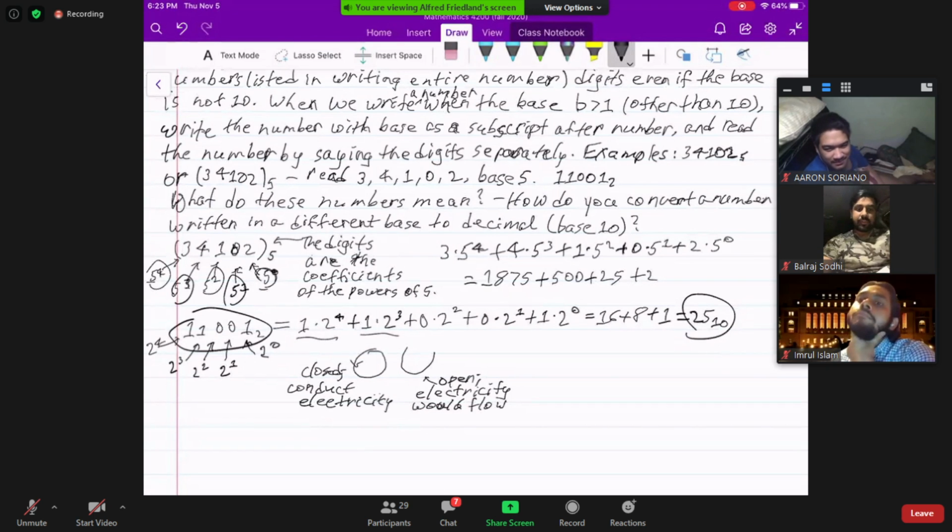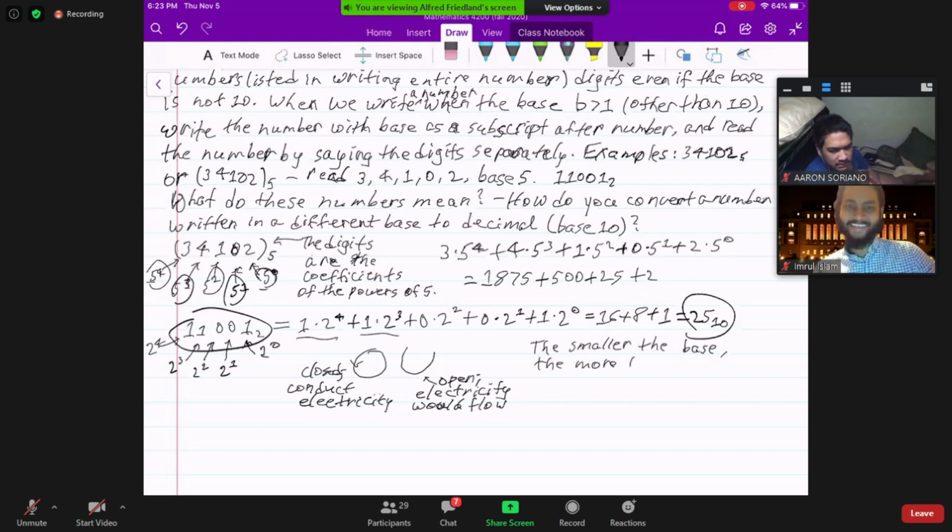So maybe I'll just make a note of what I said. The smaller the base, the more digits are required to write a number.